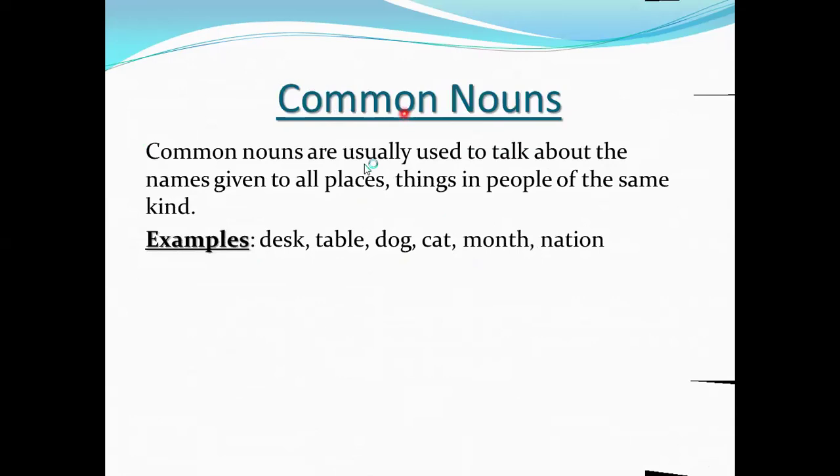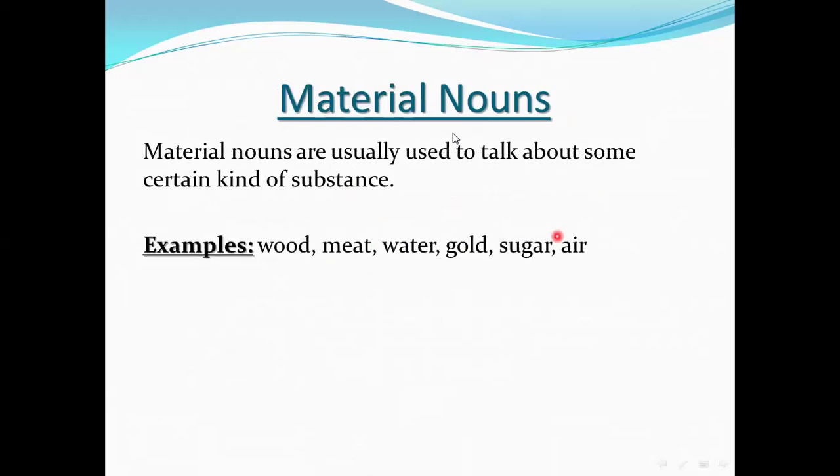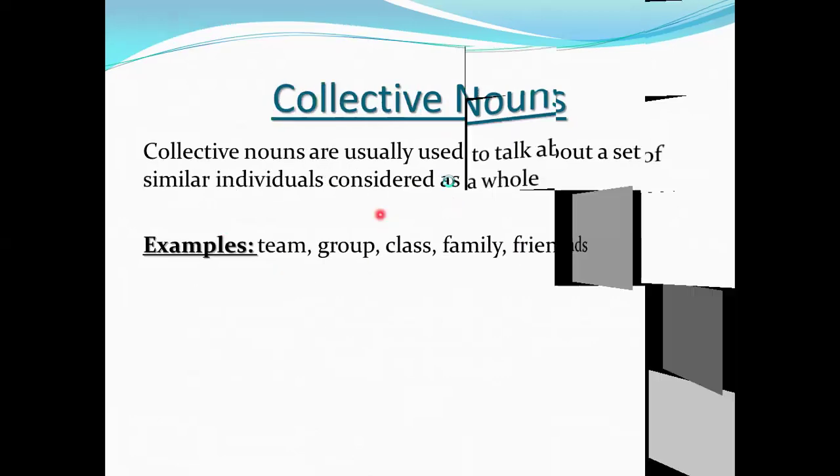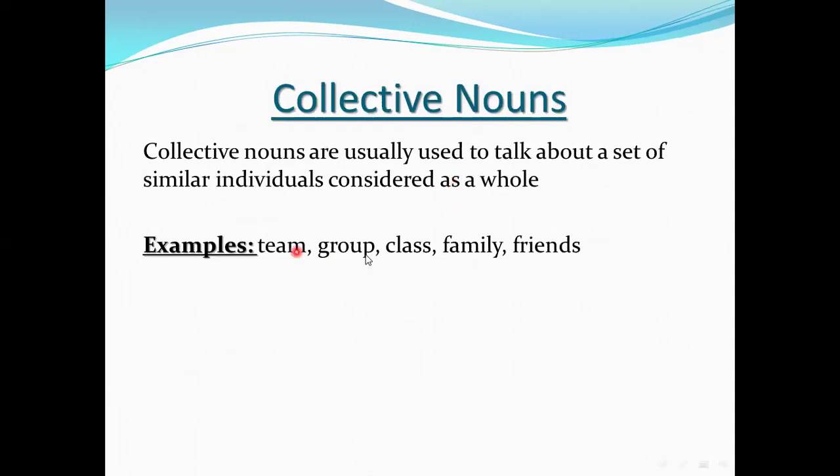We have common nouns, usually used to talk about names given to all places, people, or things of the same kind. We say desk, table, dog, mouse, nation. We have material nouns, like wood, meat, water, gold, sugar, air. This is called material noun. Collective nouns are like team, group, class, family, friends, and so on.